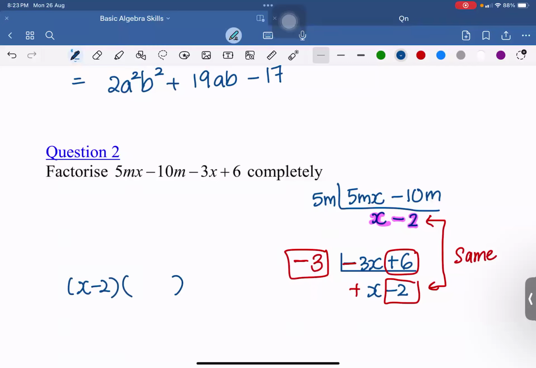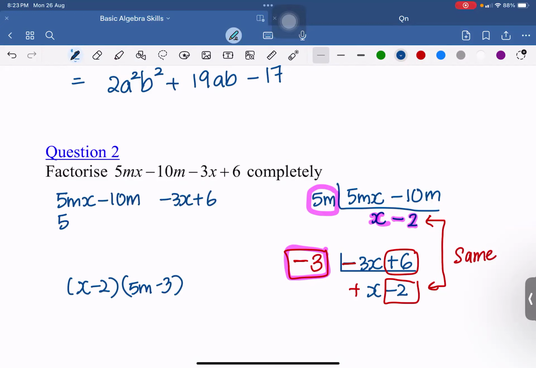Then what is the other factor? The other factor will be 5m minus 3. So this one will be 5m minus 3. For those of you who do the working differently, this will be 5mx minus 10m, negative 3x plus 6. From here, I factorize out 5m bracket x minus 2. And this portion, remember, I'm dividing out a negative 3. When I divide by negative, the sign will change. So this one becomes positive x. This is now minus 2.